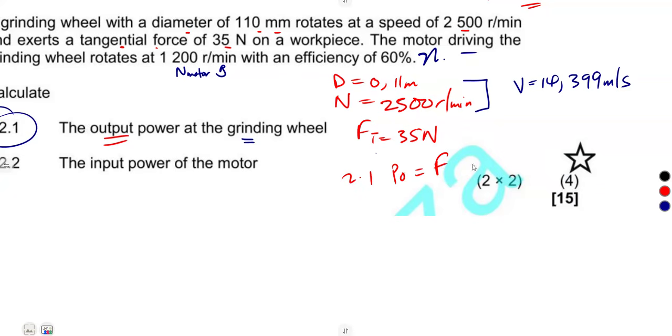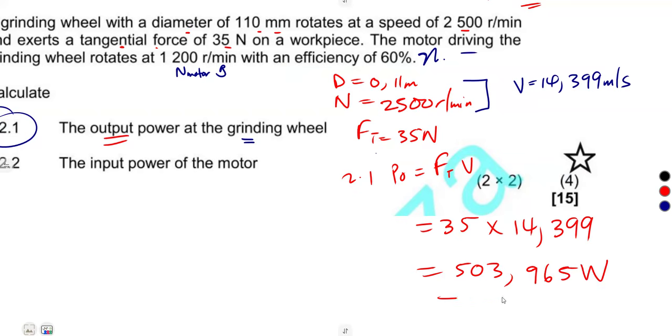The output power is equal to force times velocity. So the force is the tangential force. You multiply by the velocity in meters per second. That's it. Your tangential force, 35. Your velocity, 14,399. That was going to give us the output power from the information that we are given. So it was going to be 503,965 watts as the output power.